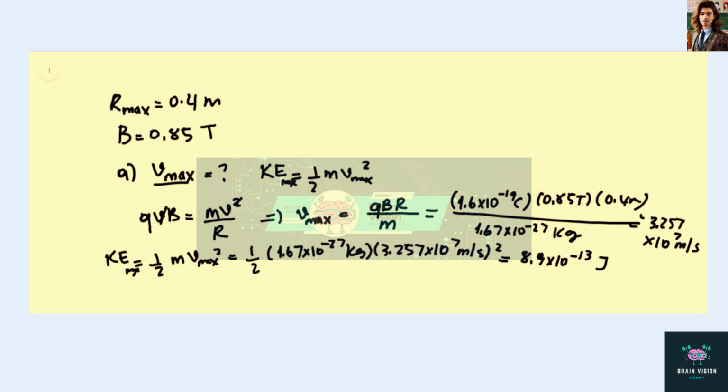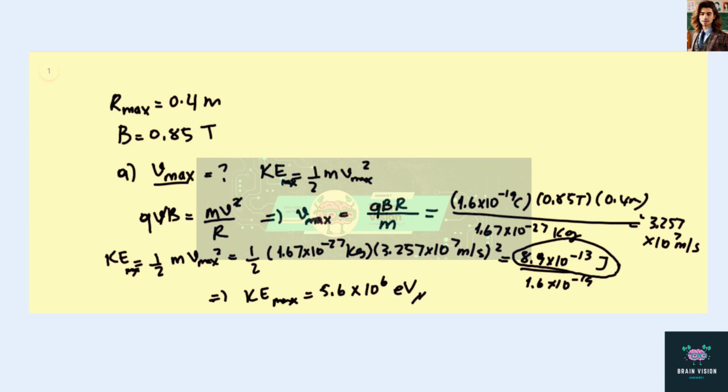So if we divide this by 1.6 times 10 to the power negative 19, then we can find the maximum kinetic energy in terms of electron volts. It would be equal to 5.6 times 10 to the power 6 electron volts. So either this answer in joules, or we divide it by the charge of a proton, and we find it in terms of electron volts.